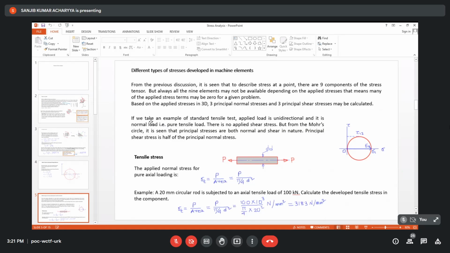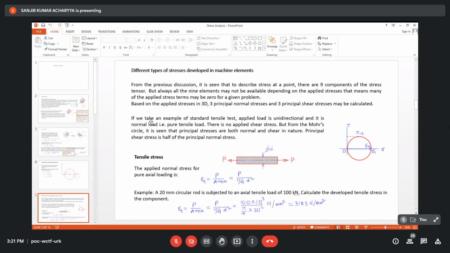Now we can come back to very simple type of loading. If a member is axially loaded, you know normal stress, isn't it? Hello? Yes, sir.